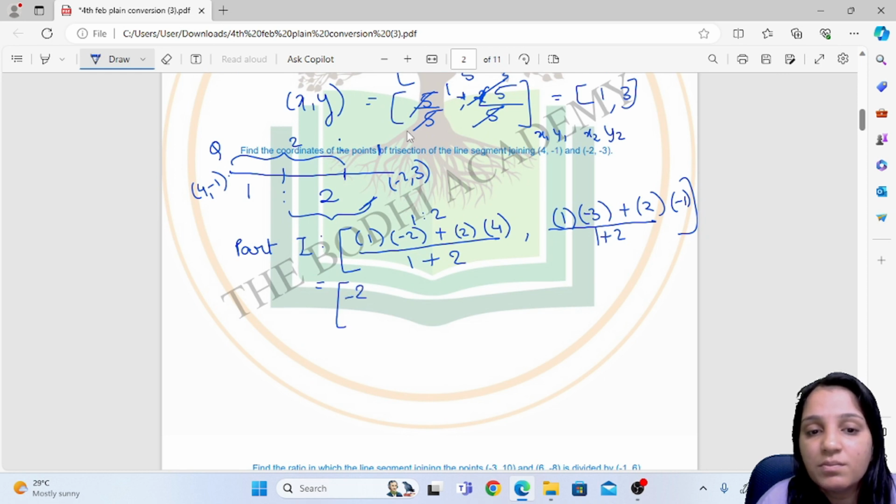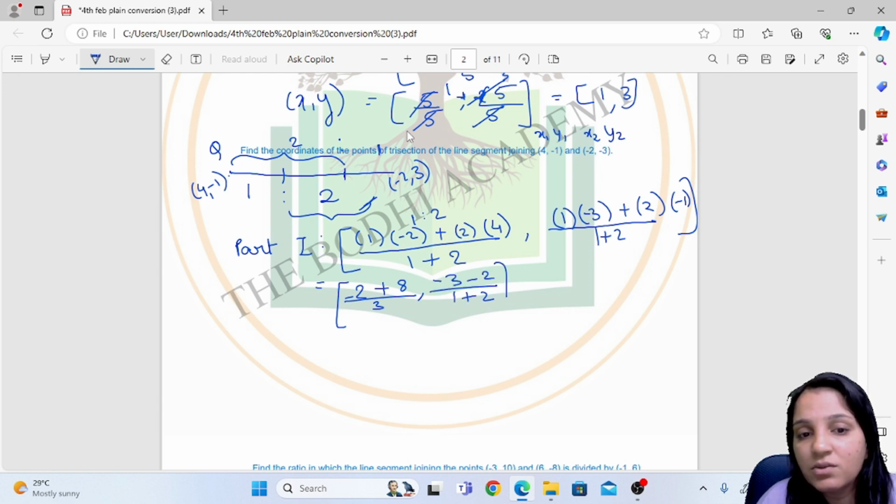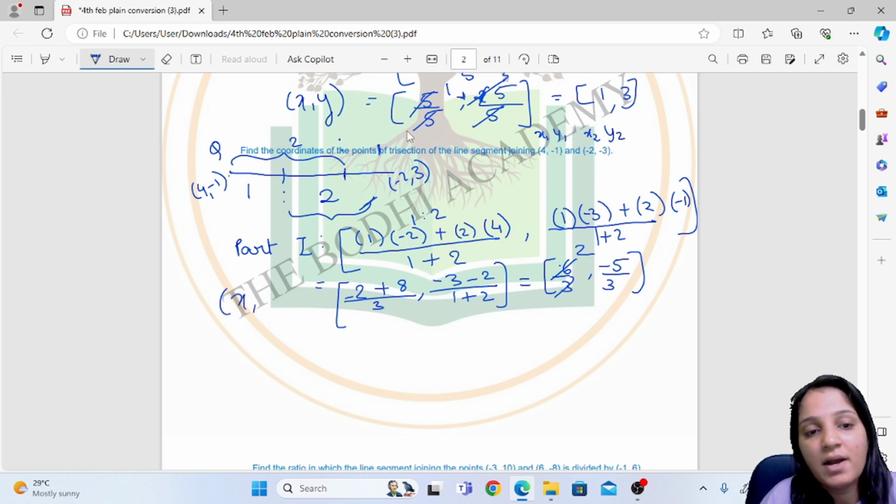Minus 2 plus 2 into 4 is 8, upon 3, comma 3 minus 2 upon 1 plus 2, which will be minus 2 plus 8 is 6 upon 3, and this will be 1 upon 3. So your answer for this, x comma y, when the point is here, it is (2, 1/3).